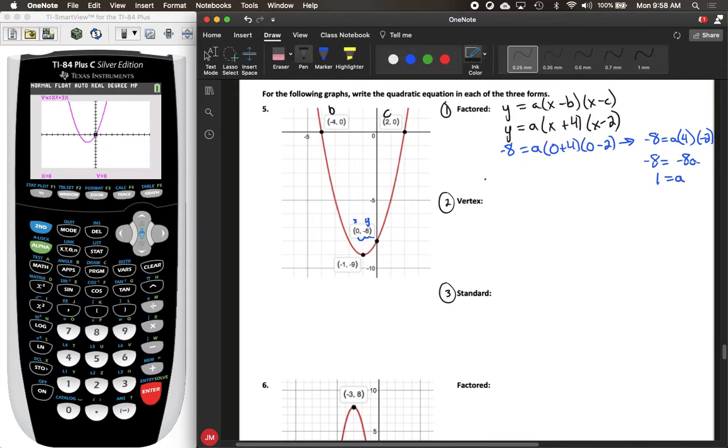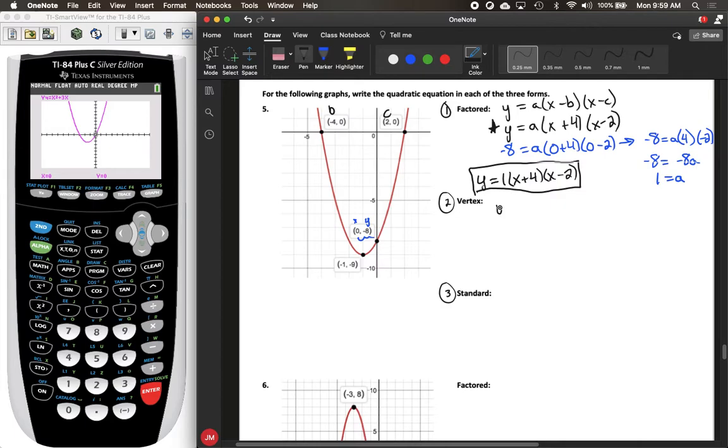So actually our equation is pretty basic. We have y is equal to 1(x plus 4)(x minus 2). In other words, we're putting a into this equation right here. And really, since it's a 1, we don't even need to put it there. I'll just leave it like that. And here would be our factored form. That makes all the other forms go kind of nicely.